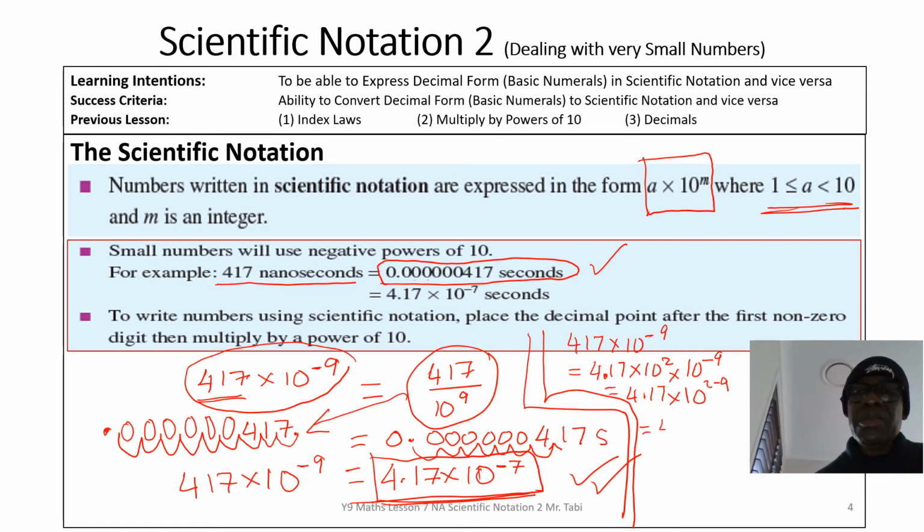And that is equal to 4.17 times 10 to the power minus 7, because 2 minus 9 is minus 7. That's an easier way if you still remember what we did with indexed numbers. So you can either do that as method 1 or do that as method 2. So that's your method 1 and that's your method 2, whichever one you feel comfortable with.